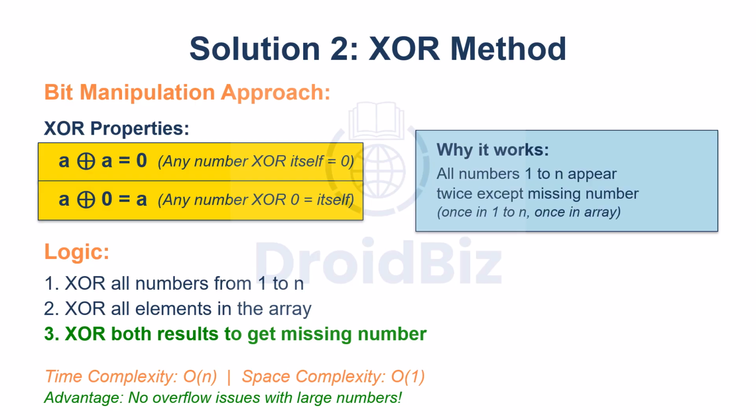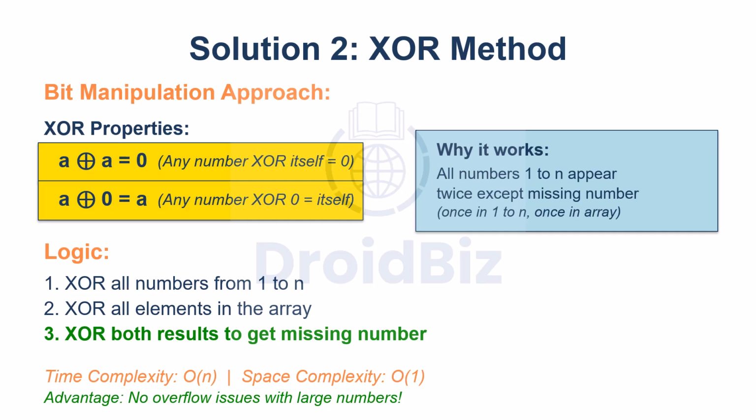Now let's explore an alternative solution using the XOR method, which is a bit manipulation approach. First, understand the XOR properties that make this work. Property 1. Any number XOR itself equals 0, highlighted in yellow. Property 2. Any number XOR 0 equals itself. These 2 properties are the key to this clever solution.